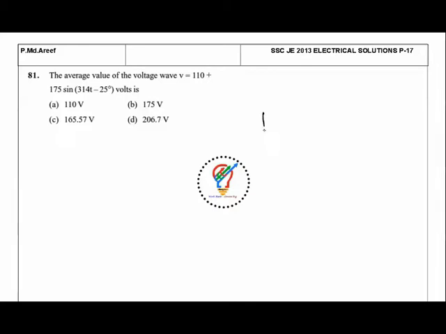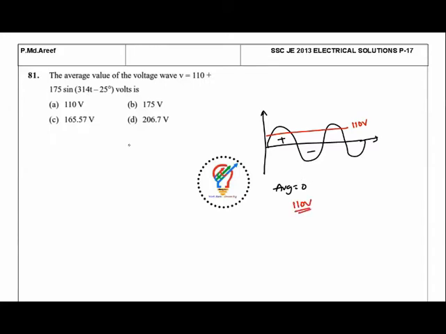Suppose you draw the waveform for this wave, it should be sinusoidal like this. For a sinusoidal quantity, the positive and negative halves are both equal, so the average value is 0. But here we have 110 volts. So if you calculate the average value, the average value in the black waveform is 0, and for the red one it is 110 volts. So the answer is 110 volts.